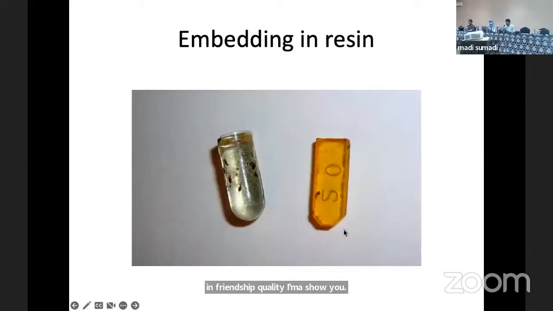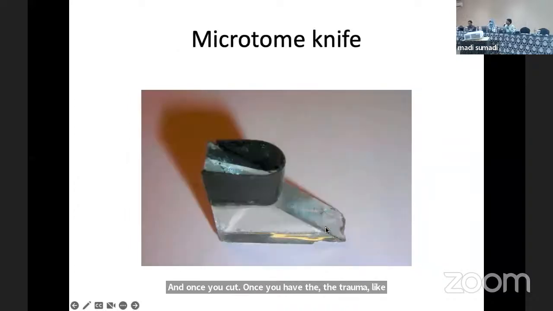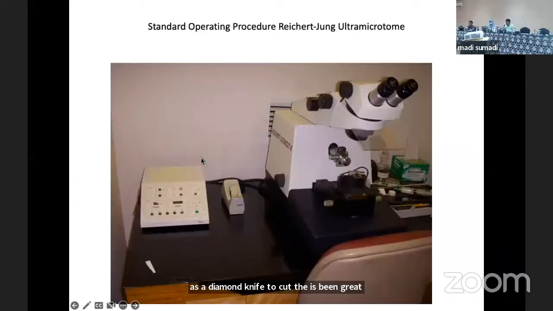Once you have the trimmed block, you cut tiny 70 to 100 nanometer thin slices of the tissue with a diamond knife. Generally we use diamond, but to be cost effective, you can take any kind of glass, cut it into the shape of a triangle, and use the sharp edge of the glass as a diamond knife to cut this thin section. This is a typical ultramicrotome, where you can put the grid in here and set the settings. It's a very modern ultramicrotome. It cuts automatically, not manually. You just need to set everything and it does its job wonderfully.